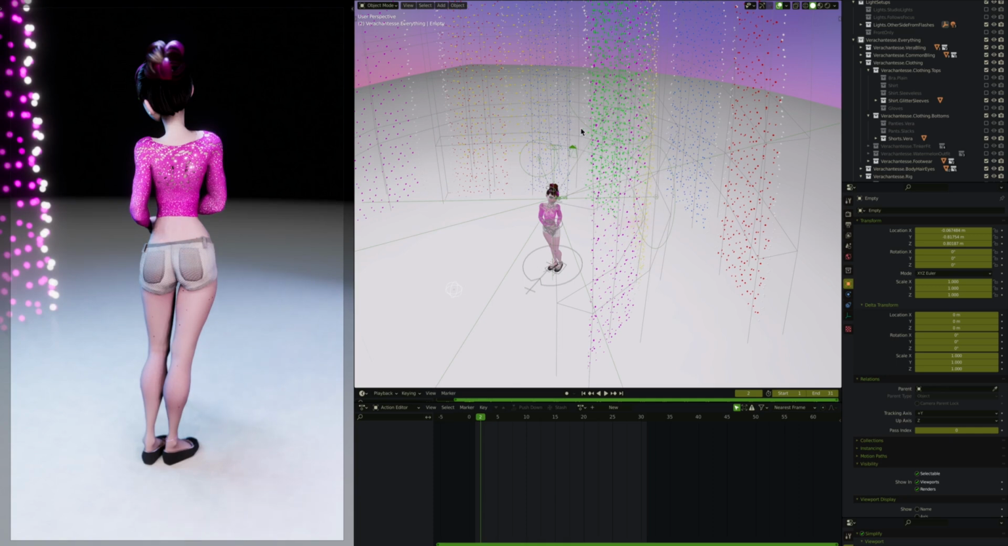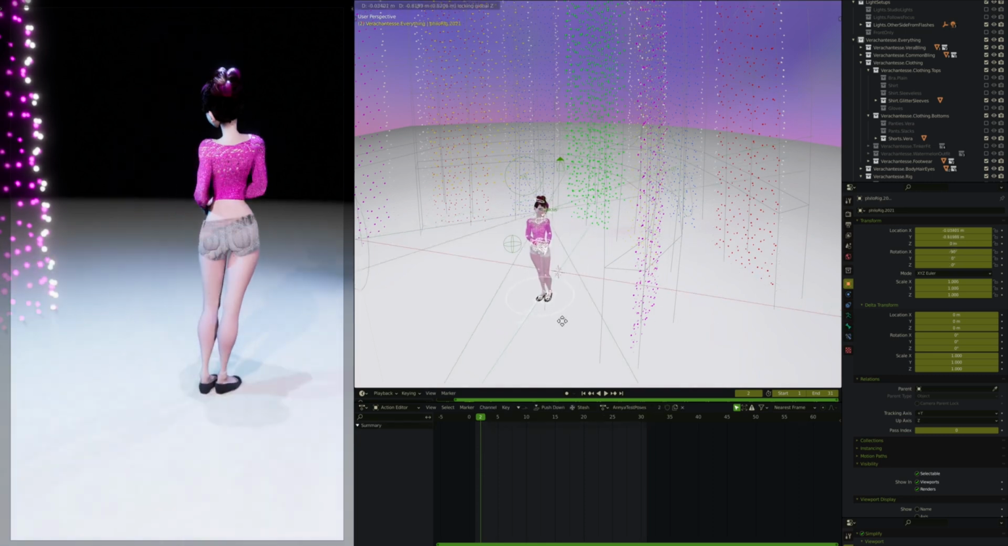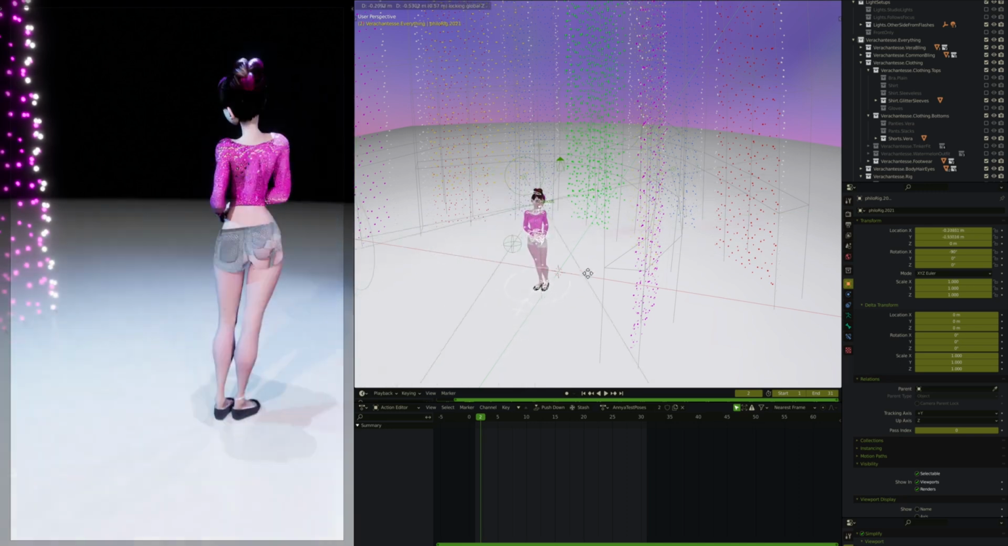The camera is over here behind her. There's an empty over here. The camera has two lights attached to it. The empty has two lights attached to it. And there's a fifth light that is right above her head here. This light only just follows her rig. So if I grab her rig, you can see that light above her head is following that.